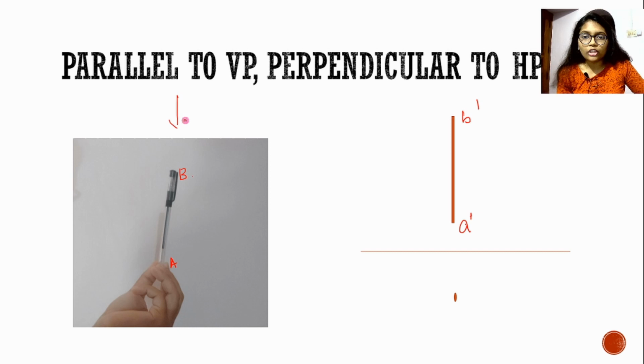And when you take a top view, what do you see first? It is the point B. The point B is seen first and A will be hidden. B blocks the vision of A. So we have to mark A inside a bracket.